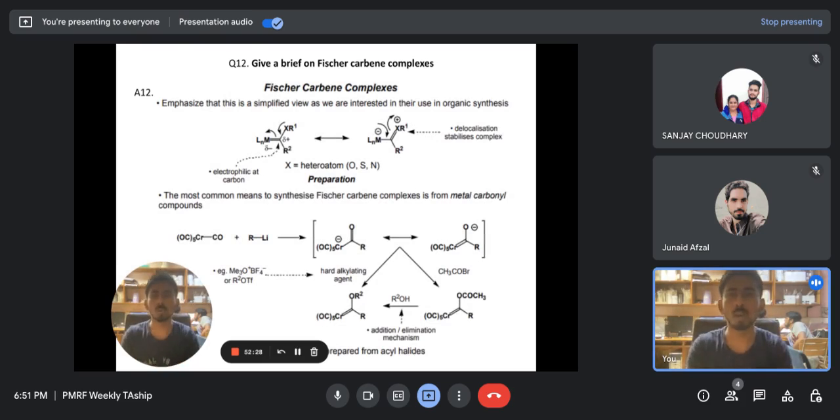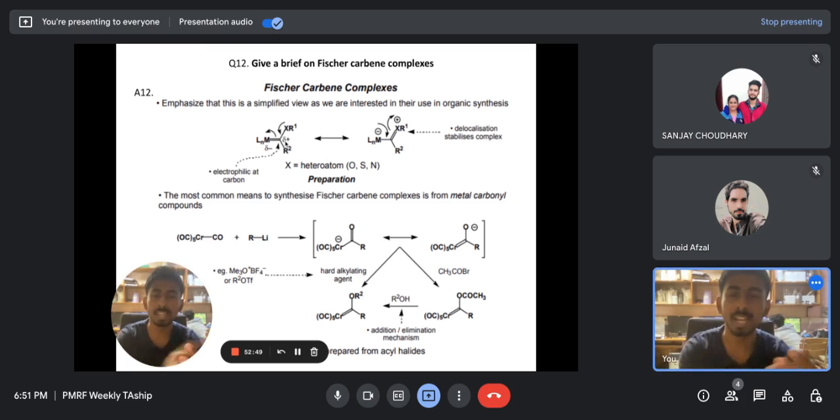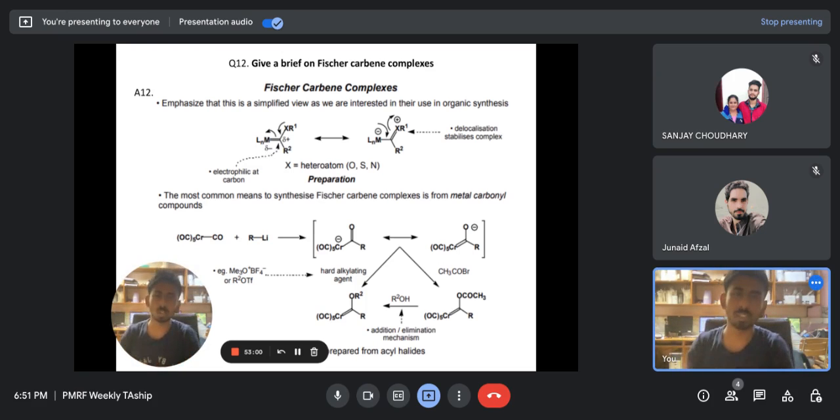So what are Fischer carbenes? This is the simplified view shown. A metal center is bonded to a carbon, and this carbon is bonded to heteroatoms. You can see this is X, and X can be oxygen, sulfur or nitrogen. Because the heteroatoms are there, this carbon will be bearing a delta positive charge, and the metal atom will be bonded to several electron withdrawing substituents. So the metal atom will be having the delta negative charge or higher electron density.